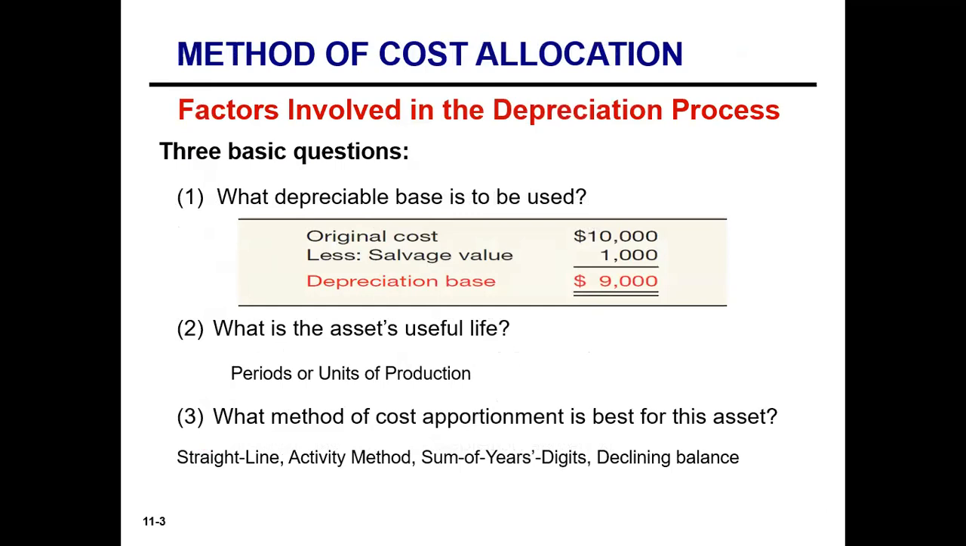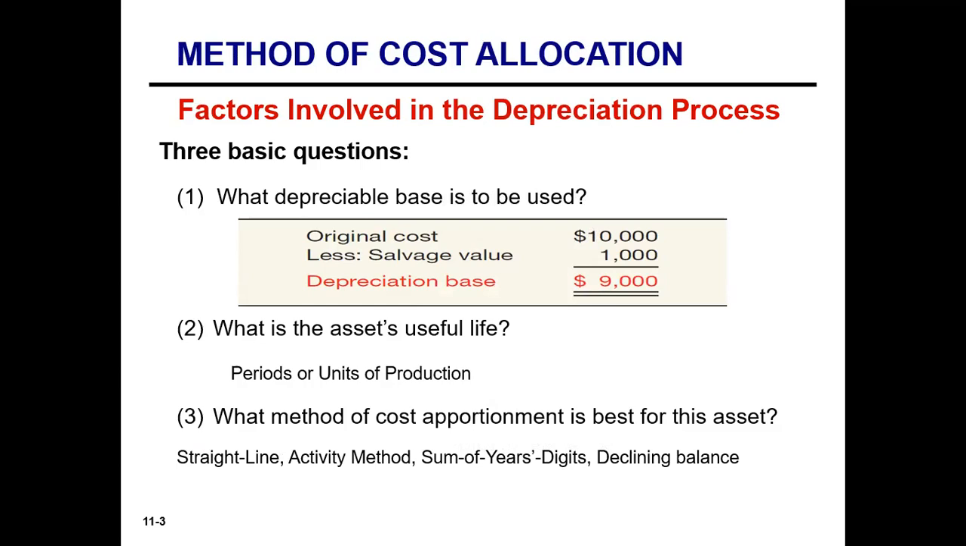All right, so a couple things that we have to ask ourselves when we're doing these calculations is, what is our depreciable base? First of all, the depreciable base is always the original cost of the asset minus salvage value. So like in this example, it's showing us the depreciation base of 9,000, right? We do not depreciate the salvage value.